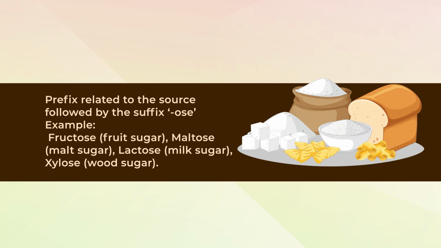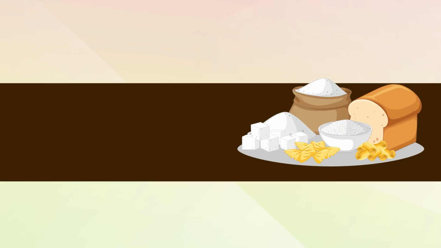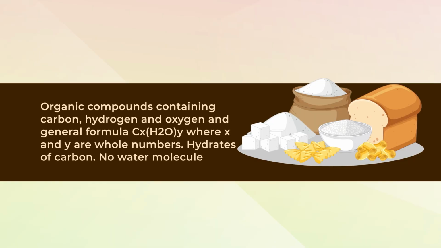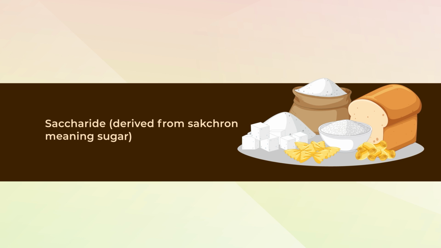Lactose, that is the milk sugar, the OSE suffix is there, and lactose from the milk is there. Xylose, wood sugar. So, the source plus the suffix OSE was used. Then it was evolved that it is an organic compound containing carbon, hydrogen, oxygen. So, the general formula was given as CxH2yOy, where x and y are whole numbers, and this was given as the hydrates of carbons, but there was no water molecule. So, the name was derived to use the word saccharides.